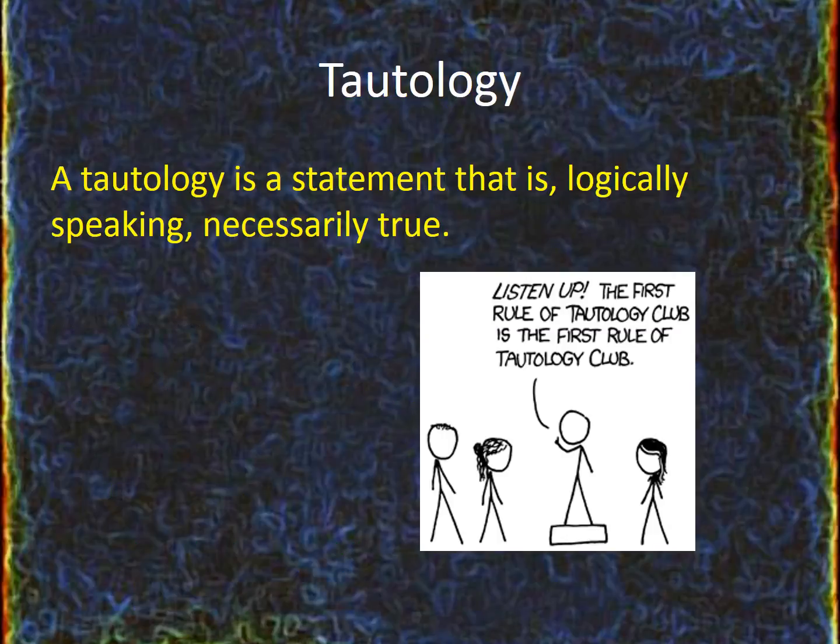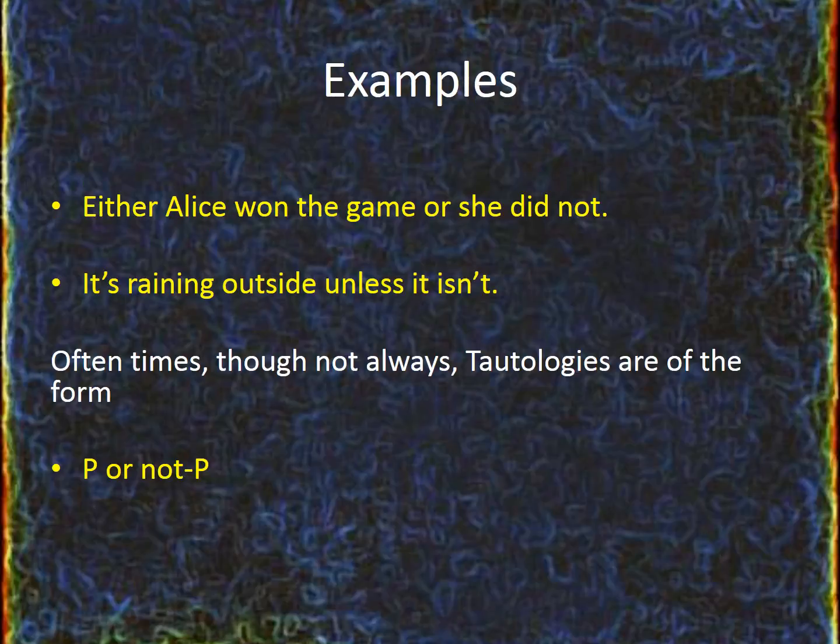Okay, a tautology. A tautology is a statement that is logically or necessarily true. So here are some examples. Either Alice won the game or she did not. It's raining outside unless it isn't. And oftentimes tautologies are of the form P or not P, although that isn't always the case. What you should notice about these is that they are always true. And they're not just always true, they're true by logical necessity. They absolutely must be true.